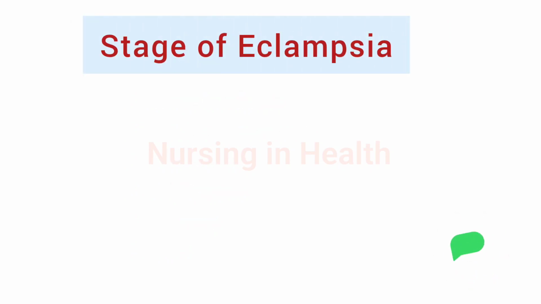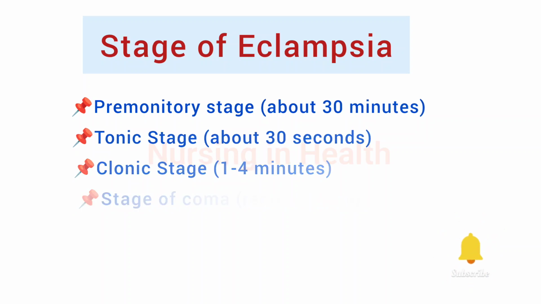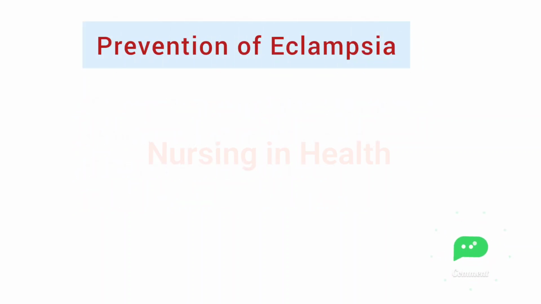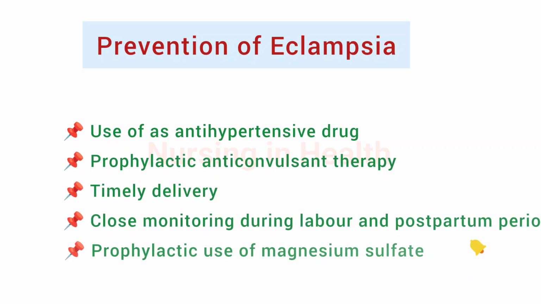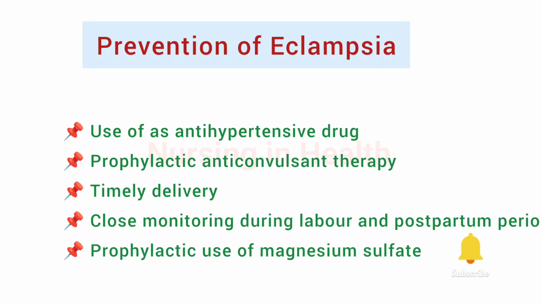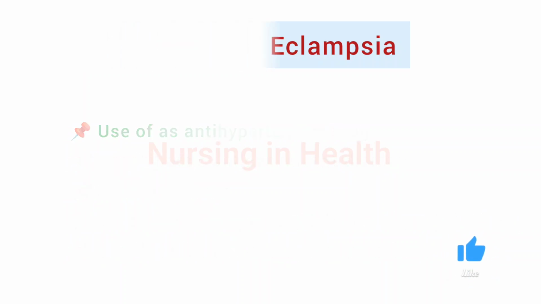Stages of eclampsia: premonitory stage, tonic stage, clonic stage and stage of coma. Prevention of eclampsia: use of antihypertensive drug, prophylactic anticonvulsant therapy, timely delivery, close monitoring during labor and 24 hours of postpartum period. Prophylactic use of magnesium sulfate.